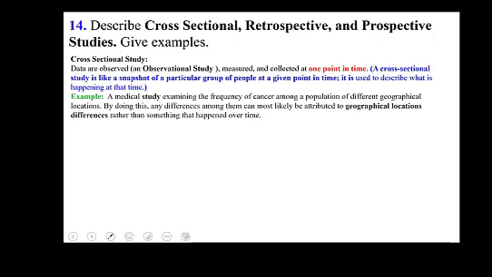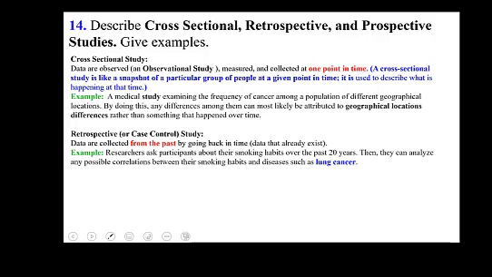By doing this, any differences among them can most likely be attributed to geographical location differences rather than something that happened over time. Retrospective or case control study: data are collected from the past by going back in time, data that already exist. Example, researchers ask participants about their smoking habits over the past 20 years. Then they can analyze any possible correlations between their smoking habits and diseases such as lung cancer.